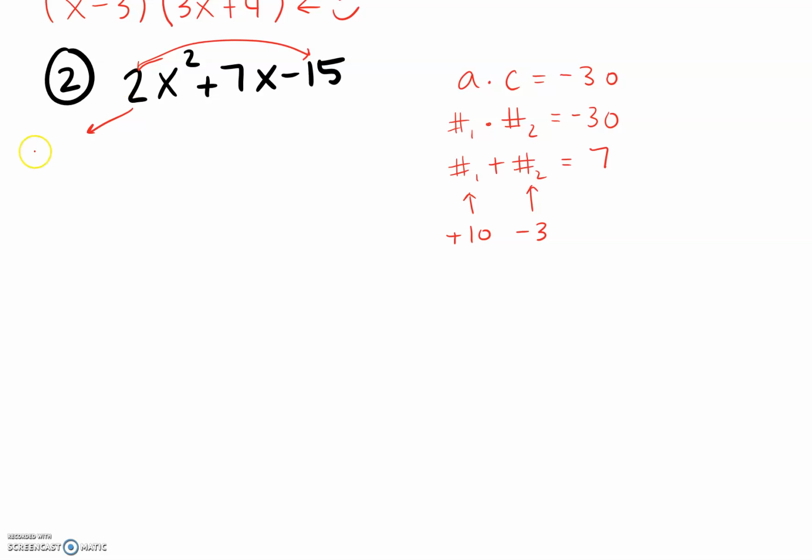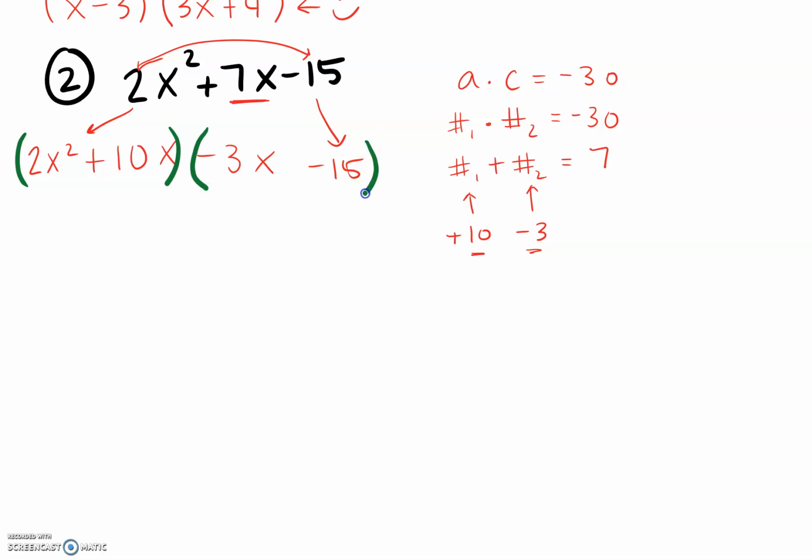So when I'm rewriting, I keep my first term the same, I keep my last term the same, and I rewrite my middle term using these two numbers that I found. So positive 10x and negative 3x. I'm ready to go start grouping, so I group my first two. When you're grouping the second two, if you see that this second x has a negative in front, include the negative in your group and put a plus in the middle.